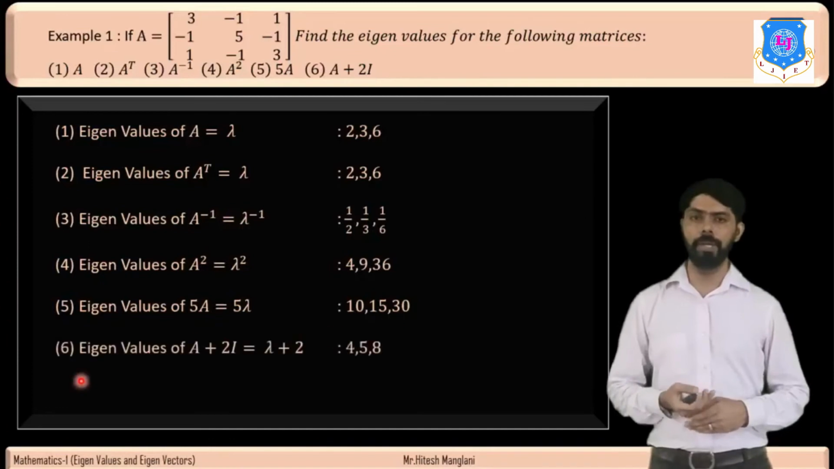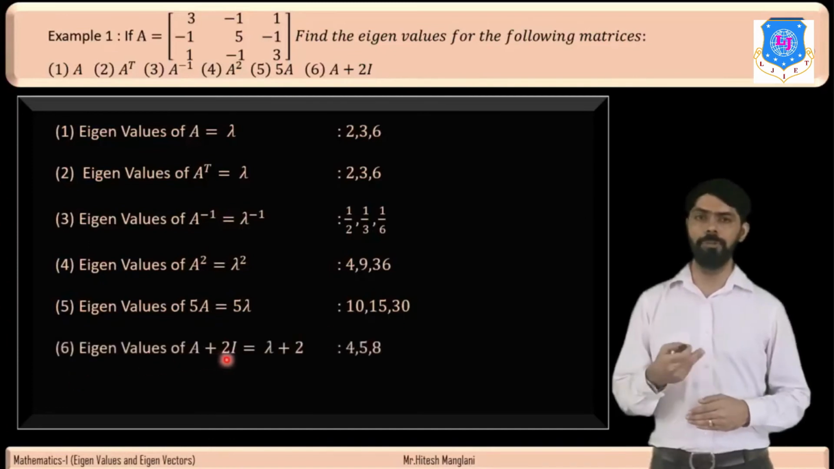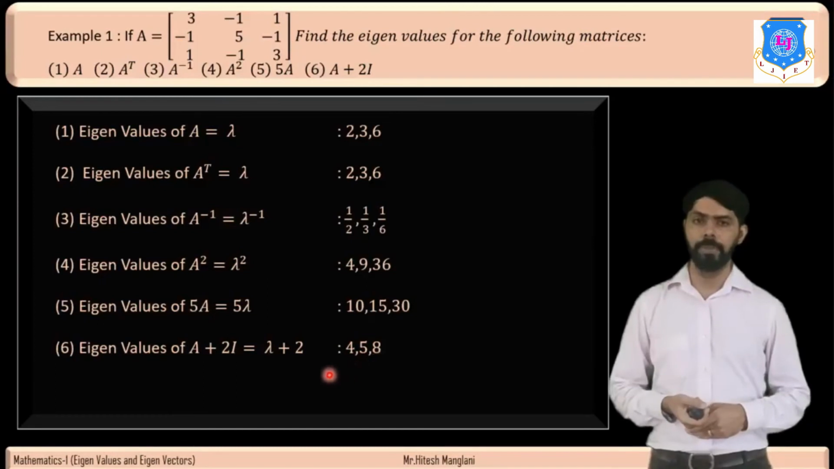Now we will find the eigenvalues of A plus 2I. So that will be 2 plus 2, so it will be 4. Then 3 plus 2, so it will be 5. Then 6 plus 2, so it will be 8. So this is how we can find out the eigenvalues of these matrices.